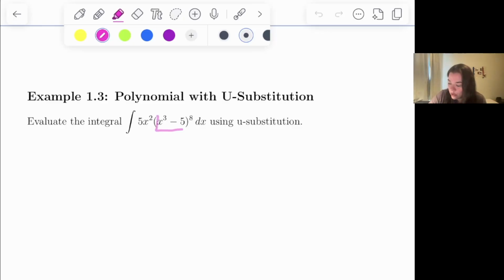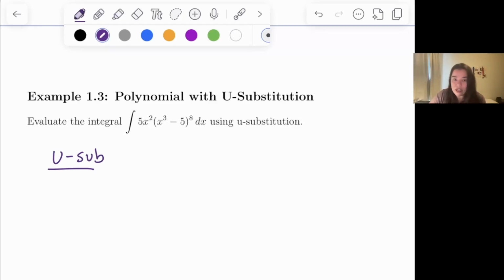For example, look at x cubed minus 5. The derivative of x cubed minus 5 is 3x squared. Aha, I have an x squared. I don't have a 3x squared, I have a 5x squared, but I have the right structure. Being off by a constant multiplier is okay for U-substitution, and I'm going to teach you how to deal with that. So we have a function and some form of its derivative present. This to me tells me it's a prime suspect for U-substitution, which I'll write U-sub.